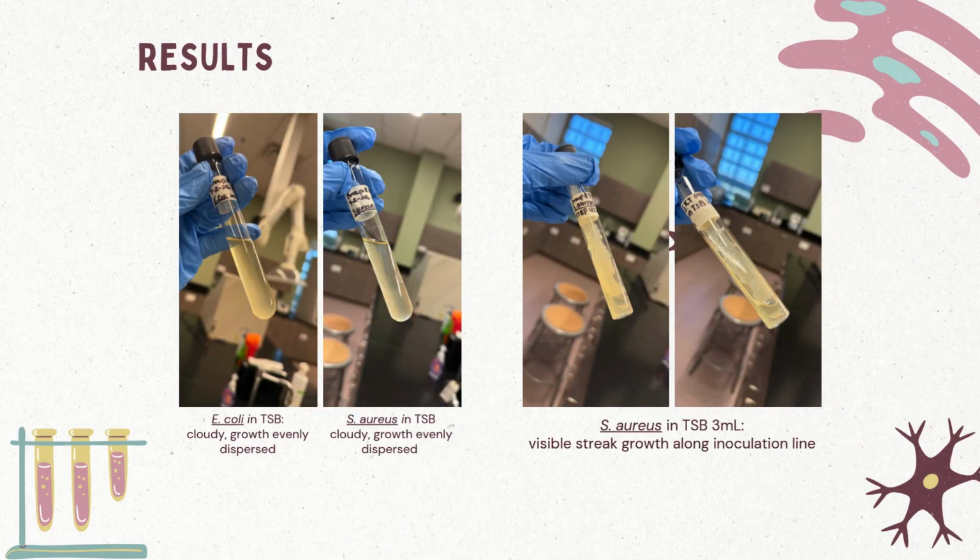Moving on to the broth cultures, both E. coli and S. aureus grew well. We could tell because the broth turned cloudy, which is called turbidity. This shows that the bacteria multiplied and spread evenly throughout the liquid medium.